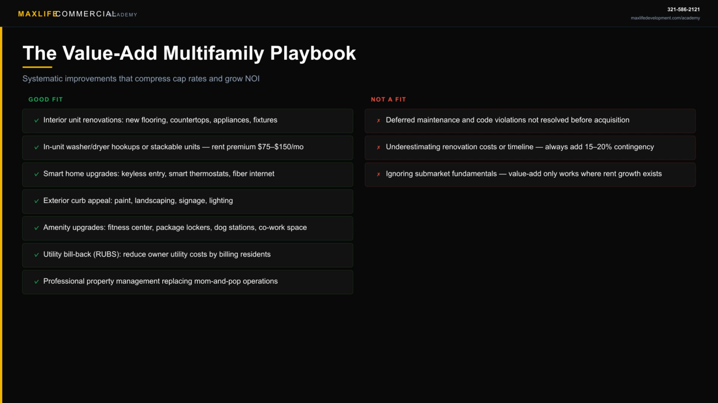In-unit laundry is one of the highest ROI upgrades available. Residents will pay a consistent premium for it, and the install cost is recoverable within 18 to 24 months in most cases. Smart home technology, keyless entry, smart thermostats, high-speed fiber internet is becoming table stakes for Class B renters and can support additional monthly fees. On the expense side, implementing a ratio utility billing system, RUBS, shifts a portion of water and electric costs back to residents, which directly improves NOI without touching rents.